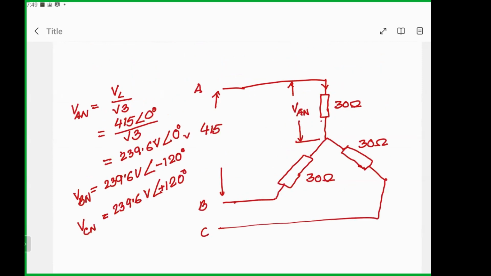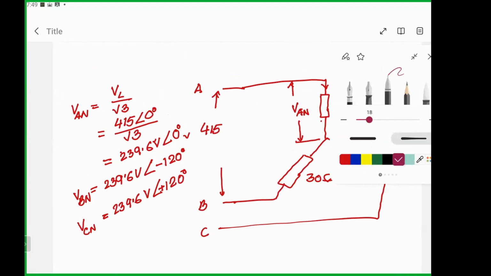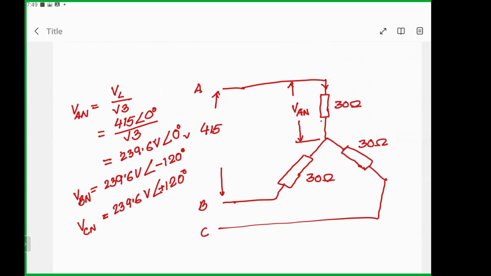So this will be a good example. In order to find VAB, I might have done it hurriedly last time, so let us do it slowly and try to explain everything. In order to write a closed loop relation, I have VAN, and A is the first terminal, so I will consider this as the positive terminal and this as the negative terminal. This current is entering into the load, so that becomes positive and this becomes negative.